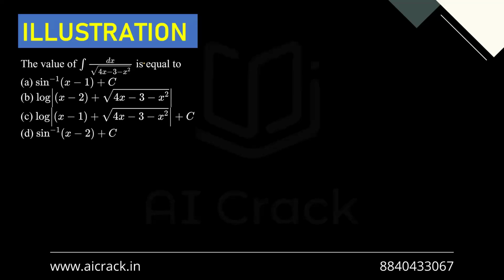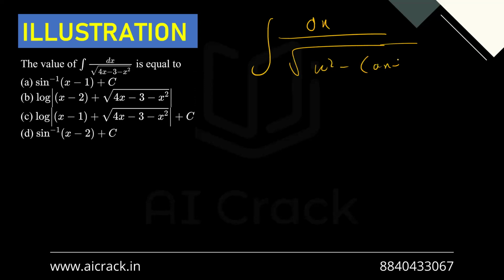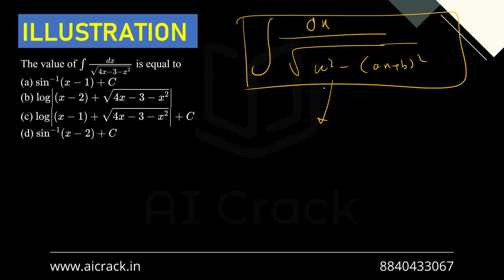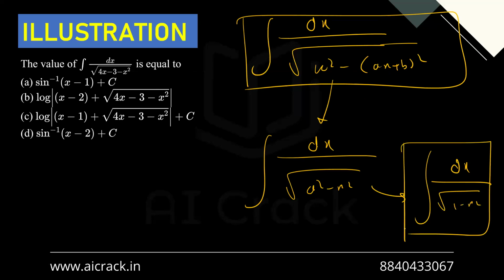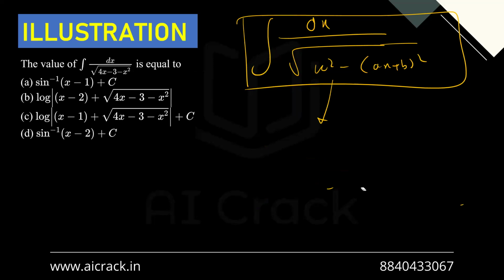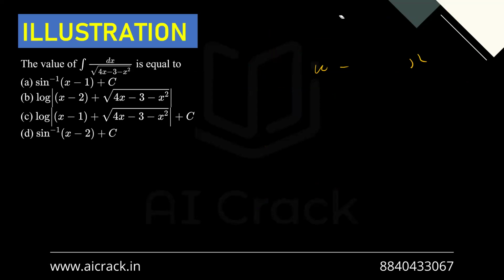The value of integral dx upon under root 4x minus 3 minus x square is equal to, right? We can see that this is of the type dx upon under root k square minus (ax plus b) whole square. Why? Because we have a negative sign in front of x square. That's why this is of this kind of format. Now we know that this format is the modified version of dx upon under root a square minus x square, or in a very crude manner, the modified version of dx upon under root 1 minus x square, that is nothing but sine inverse x.